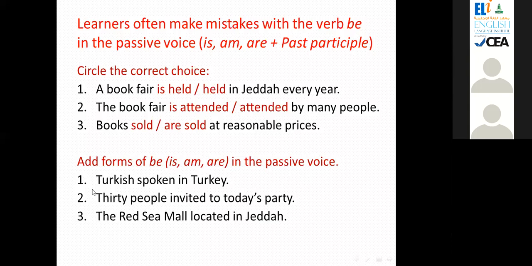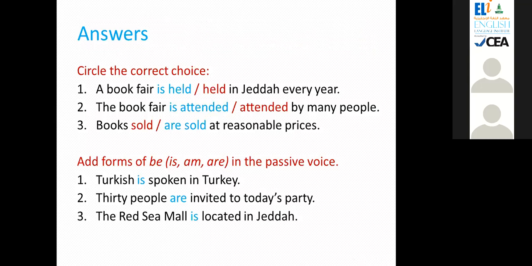What do you think of number one? Turkish, spoken in Turkey. Okay, great. Turkish is spoken in Turkey. 30 people are invited. Excellent. Good. Are invited to today's party. The Red Sea Mall, great, is located in Jeddah. As we see the answers in blue, you are right. So here, as you can see, the verb to be acts as a helping verb in the passive voice in the present tense.